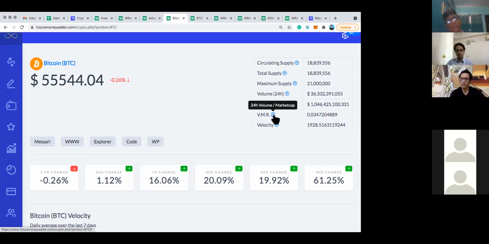VMR stands for the volume to market cap ratio. So 24-hour volume divided by the market cap. And velocity is 24-hour volume by circulating supply. So these are some of the most common metrics that we use when we analyze any crypto.